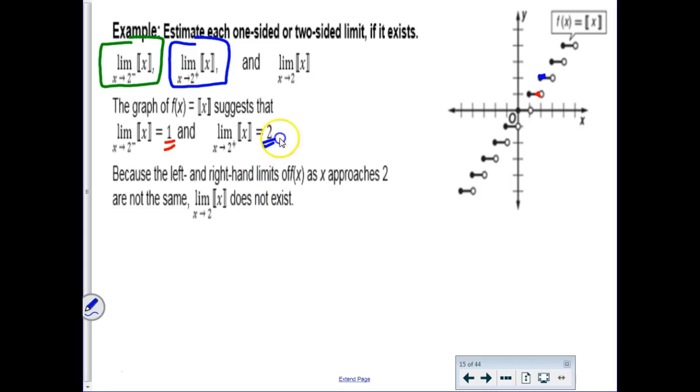So then the question is, well, what about the limit as a whole? So if I make it a two-sided limit, the issue is they approach different values on the left side versus the right side, and that is why the limit does not exist. The limit does not exist.